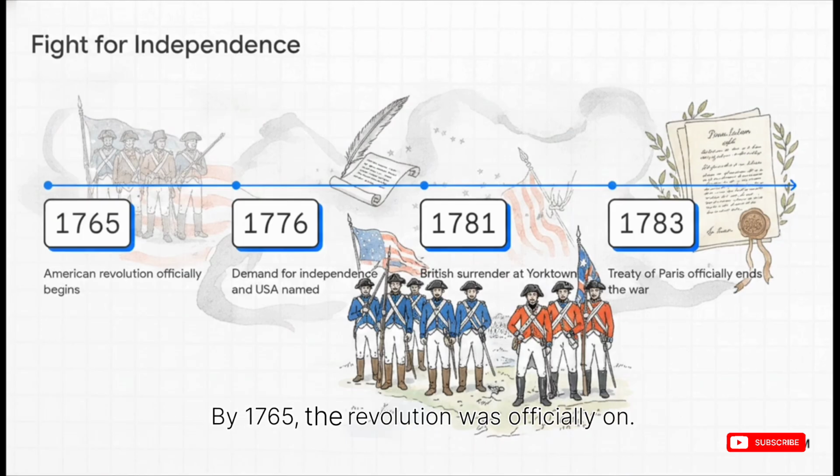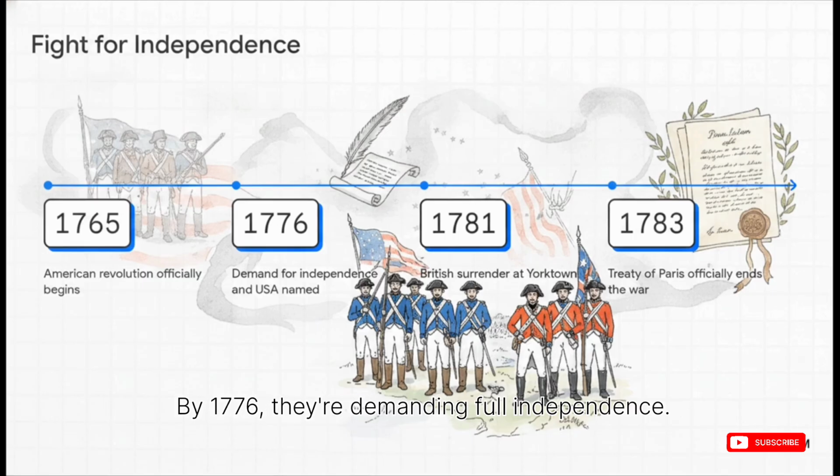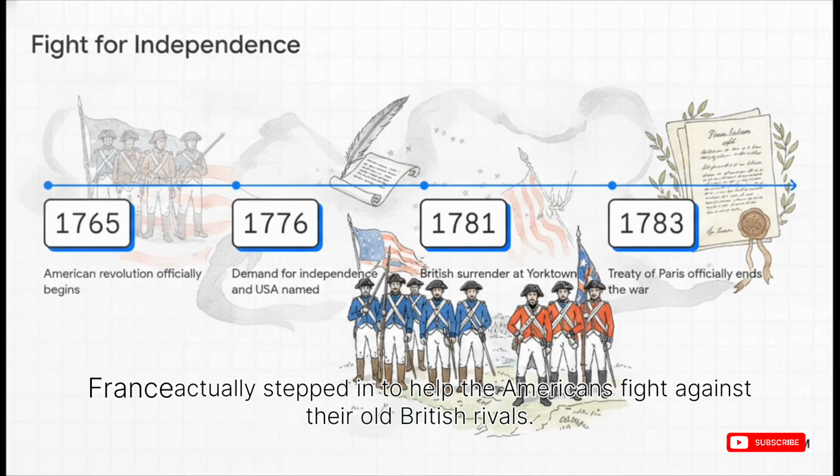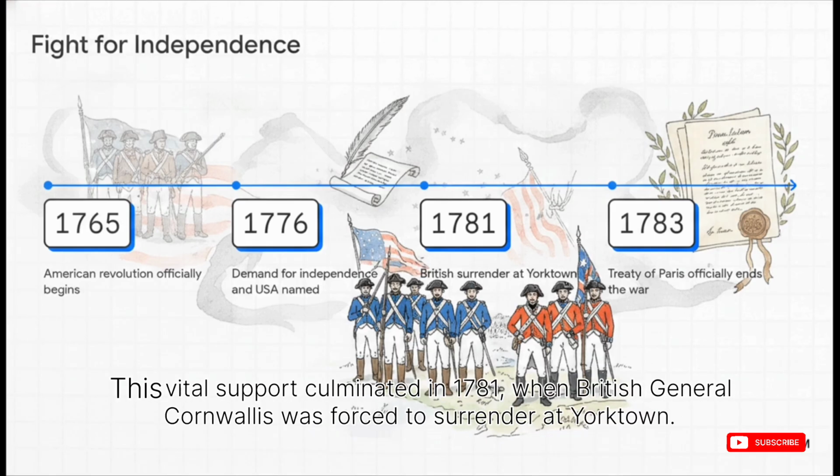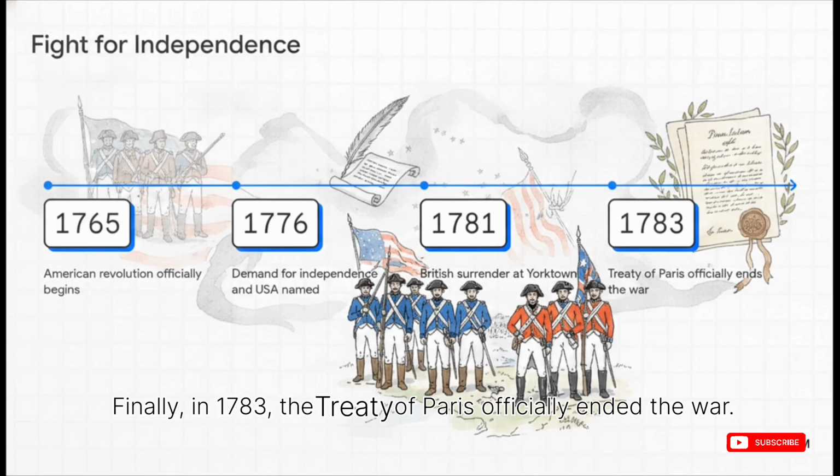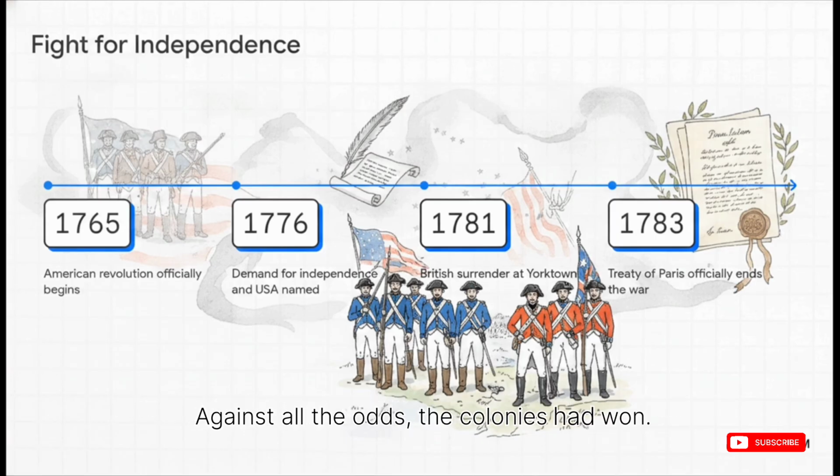By 1765, the revolution was officially on. By 1776, they're demanding full independence. And they didn't fight this massive war alone either. France actually stepped in to help the Americans fight against their old British rivals. This vital support culminated in 1781, when British General Cornwallis was forced to surrender at Yorktown. Finally, in 1783, the Treaty of Paris officially ended the war. Against all the odds, the colonies had won.